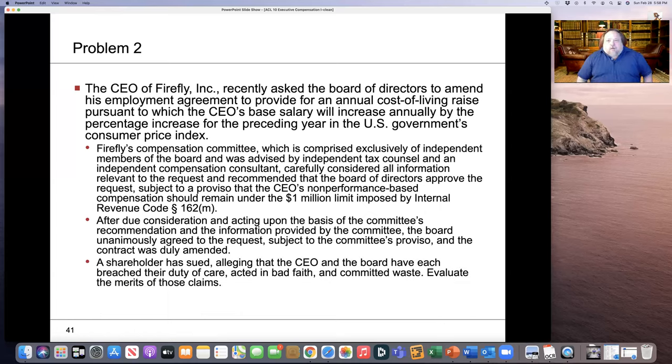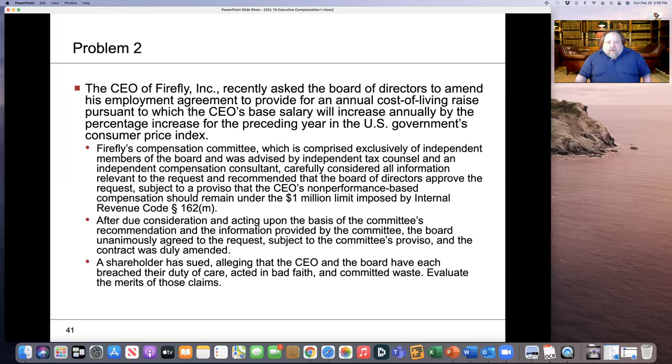Well, look, first off, the board of directors is entitled, allowed, even encouraged to delegate compensation decisions to the compensation committee, particularly where the compensation committee is independent and has independent advisors. The facts are teed up in a way that I've eliminated any possibility that this was an uninformed decision. And so you're going to get the protections of the business judgment rule here.